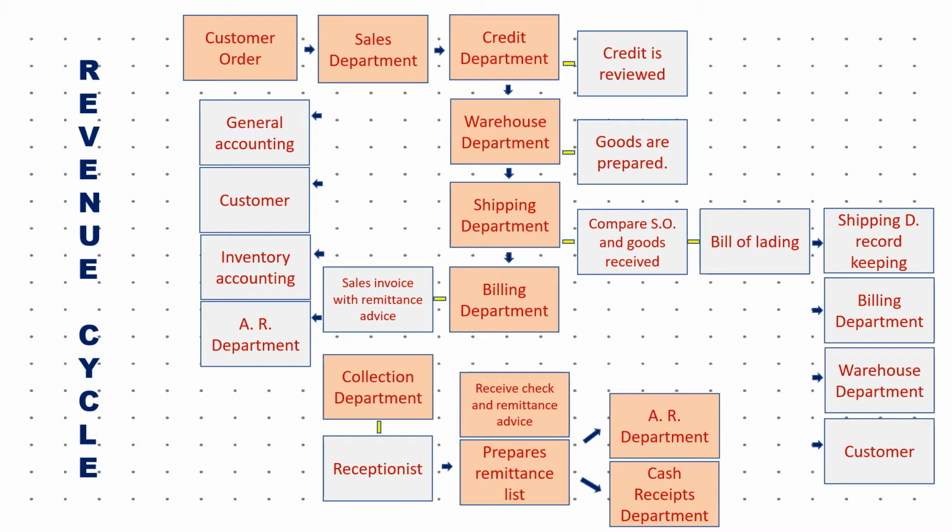From the collection department, meron tayong dapat na receptionist. Tapos si receptionist will receive the check and the remittance advice from the customer. Aside from that, he will prepare the remittance list. And then after that, isisend niya na kay accounts receivable department and kay cash receipt department for deposit. So, yan yung flow ng revenue cycle.